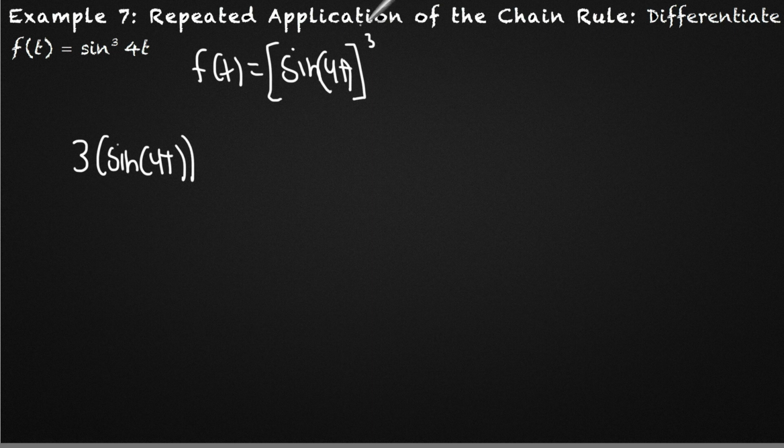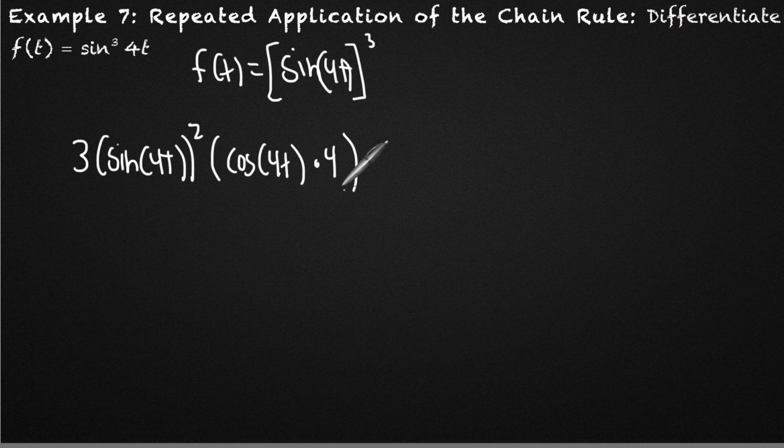We're going to drop the power down just like we normally would with the chain rule. Then we're going to take the derivative of the inside function. Well, the inside function has a function inside of it. So we're going to take the derivative of sine, which is cosine. We're going to leave the 4t alone, just like we normally would. And then we're going to multiply by the part that we left alone, which is 4.